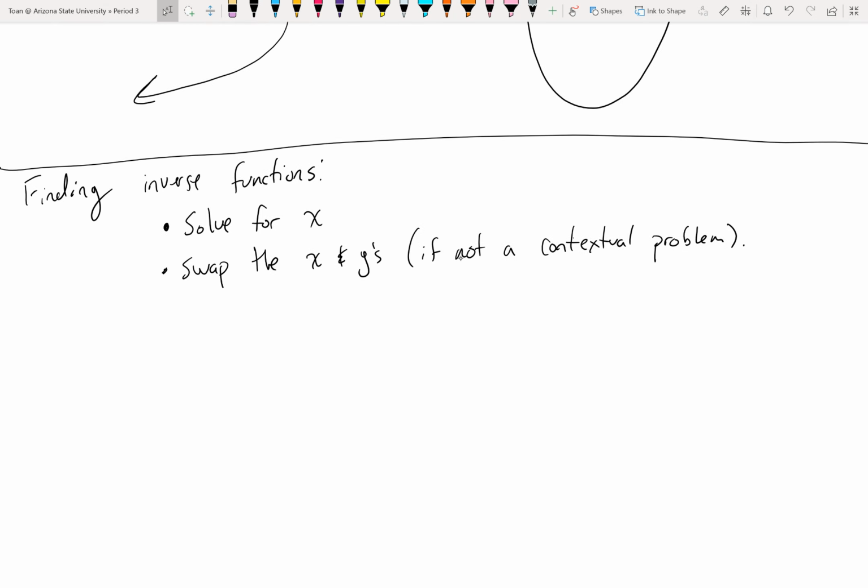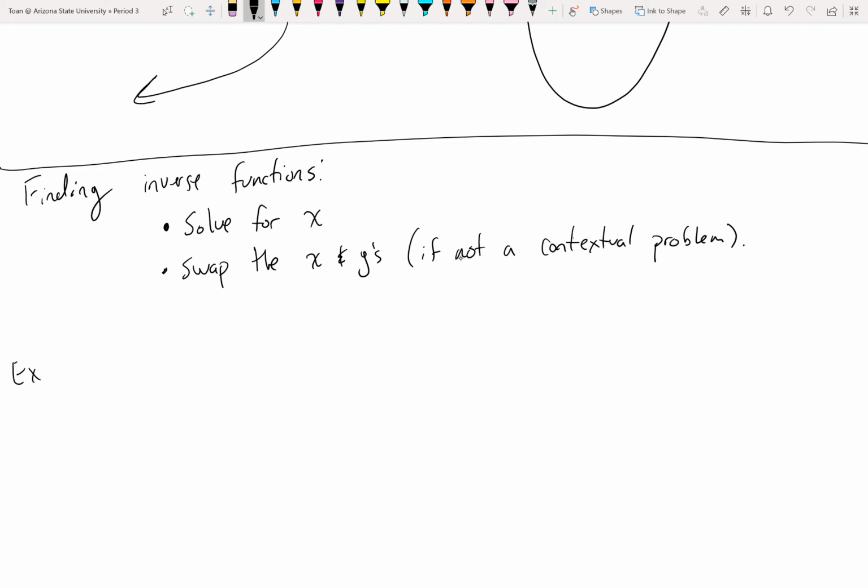The reason why we don't swap them if it's a word problem is because in a word problem, those letters mean something. T means time, V means volume, C means cost. It does not make sense to say magically cost becomes time, right? So when it comes to finding inverses of word problems, you just solve for the other variable and you're done. If it's just a generic y equals 2x plus 3, yeah, we'll go ahead and swap them.